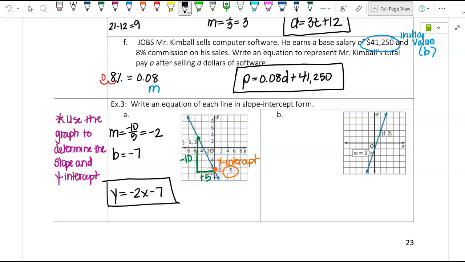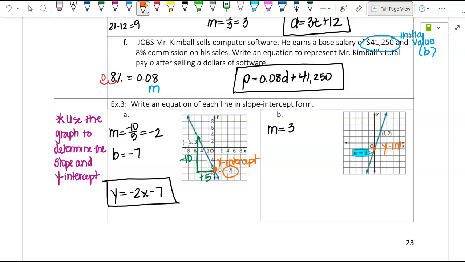And then actually on the next problem, they give me my slope. They tell me that m equals 3. I don't even have to solve for it. I look at the information, m equals 3. But what they don't give me is my y-intercept. Where do I cross the y-axis? I can see that point.